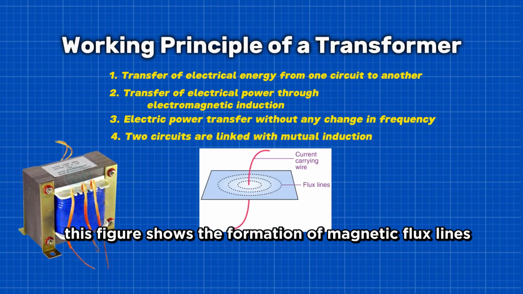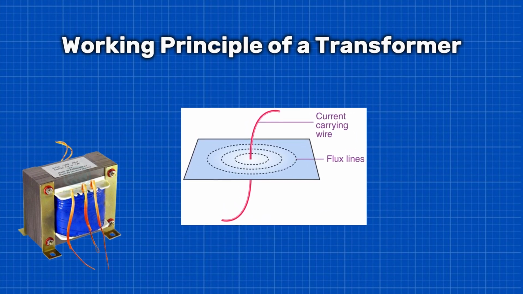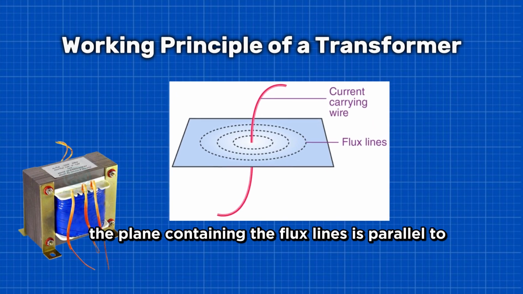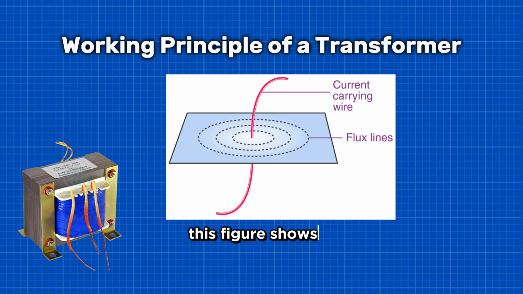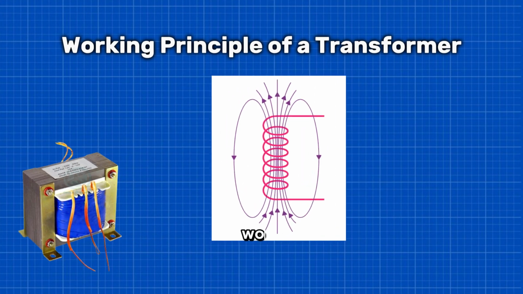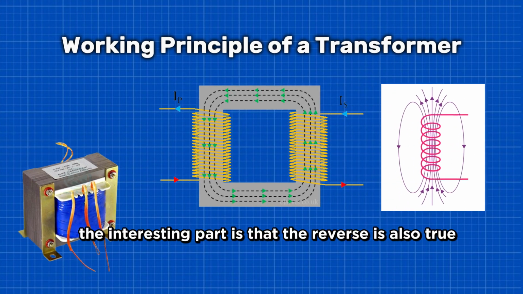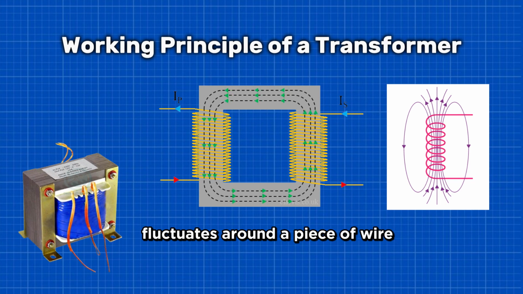This figure shows the formation of magnetic flux lines around a current-carrying wire. The normal of the plane containing the flux lines is parallel to the normal of a cross-section of the wire. This figure shows the formation of varying magnetic flux lines around a wound wire. The interesting part is that the reverse is also true. When magnetic flux lines fluctuate around a piece of wire, a current will be induced in it.